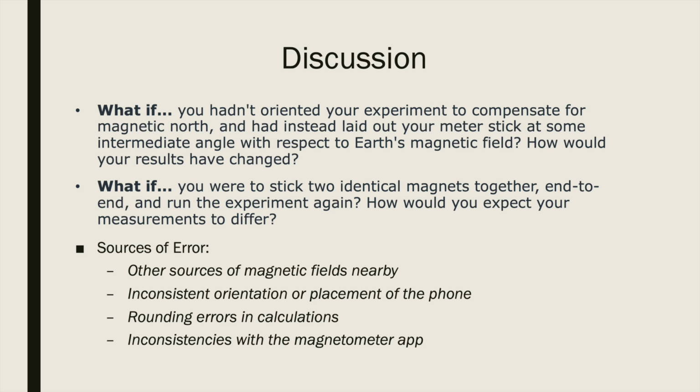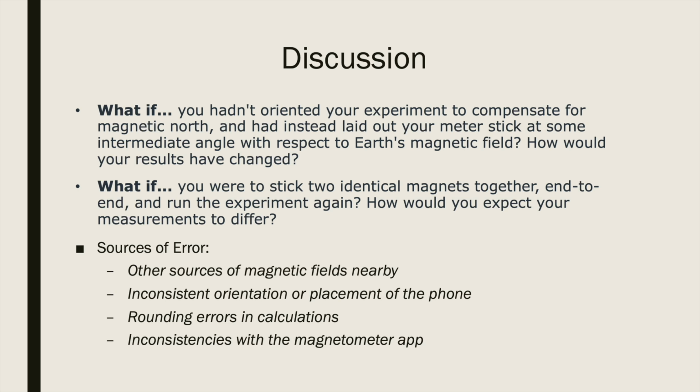To answer the what-if questions, if we hadn't oriented our experiment to compensate for magnetic north, and instead we had laid the meter stick at an intermediate angle, our measurements would be different and might even be lower than expected. Since Earth's magnetic field is a vector, measuring along a misaligned direction would capture only a portion of the total field strength, reducing the accuracy of our results.